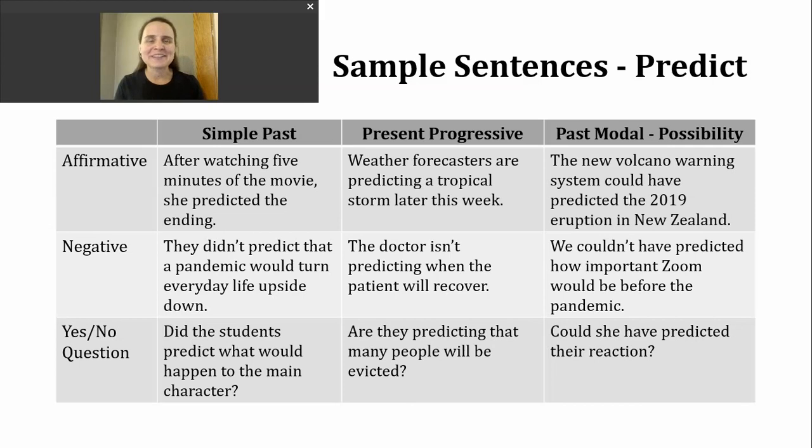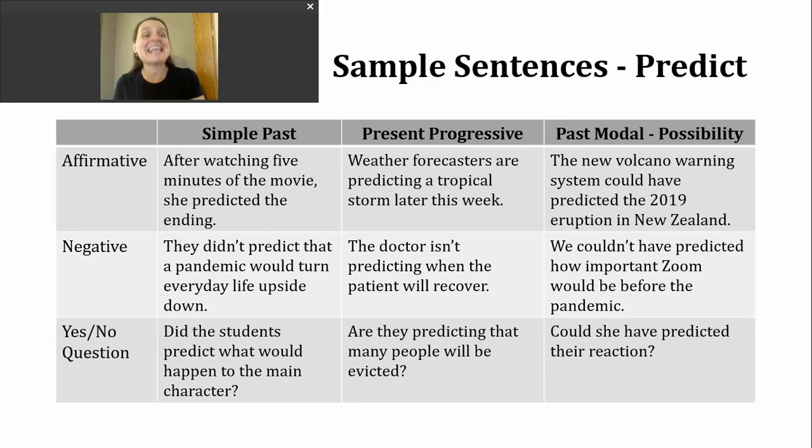So if you're a regular reader or watcher of the news, you might recall there was a large and deadly volcano eruption in New Zealand in 2019. There is new science and new technology that is trying to predict when a volcano might erupt. And they're developing that, and they're saying if that had existed, it could have warned people to get to a safe place to evacuate.